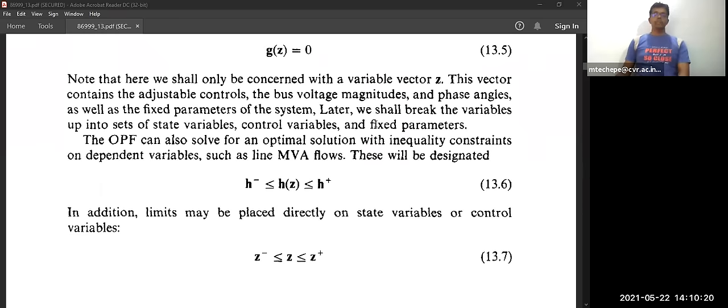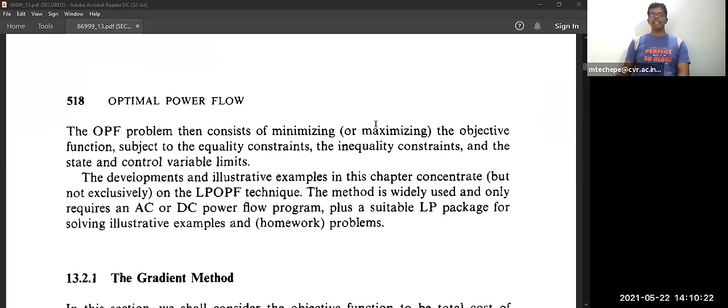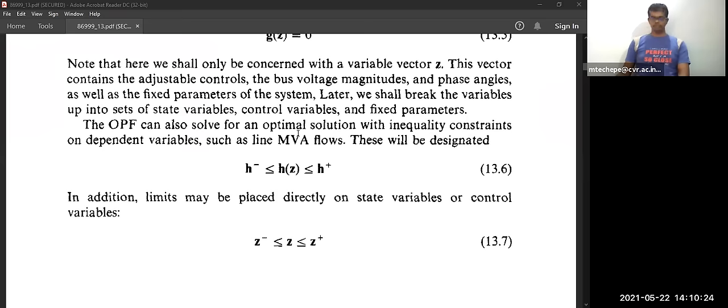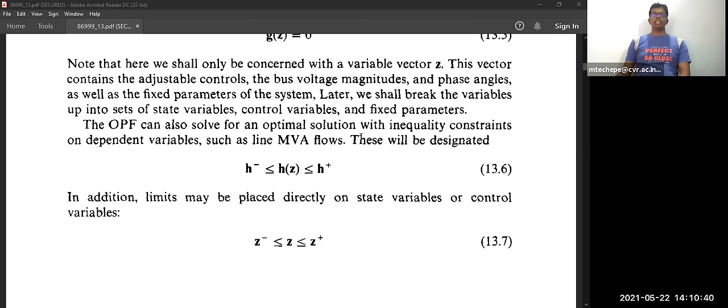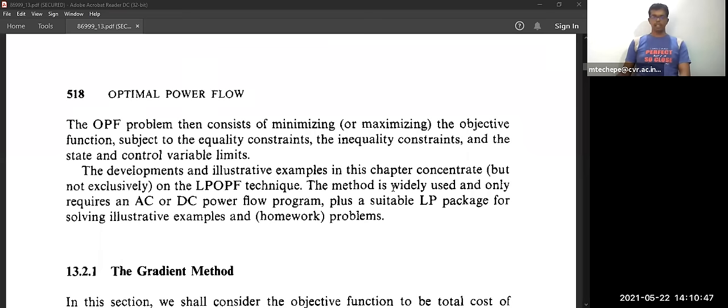In addition, limits may be placed directly on the state variables or control variables. Within these limits, that is z minus less than or equal to z less than or equal to z plus. These are called state variables and control variables. I think you already studied state variables and control variables in power system analysis.